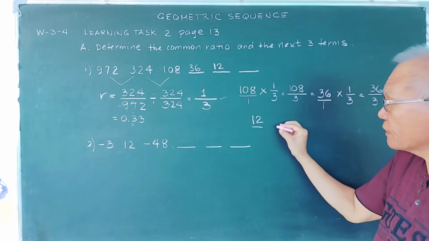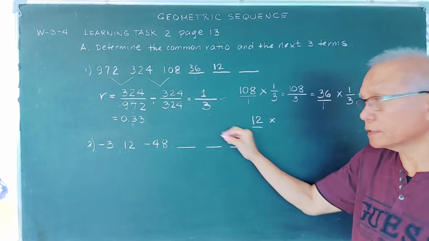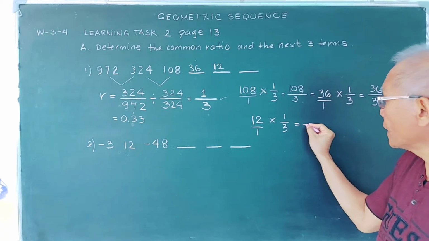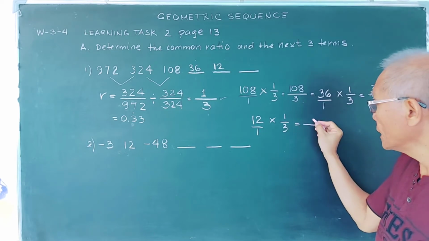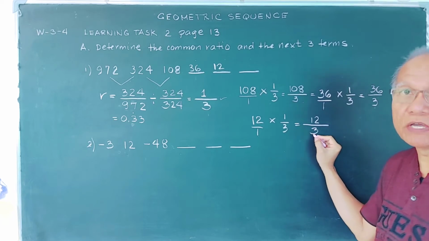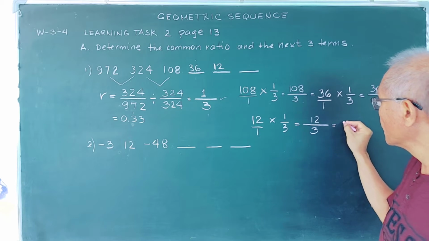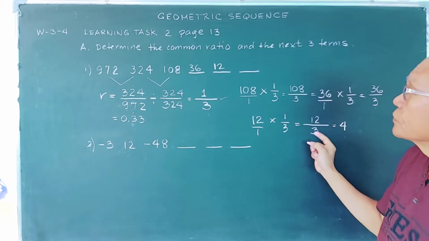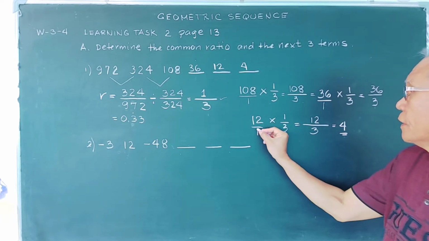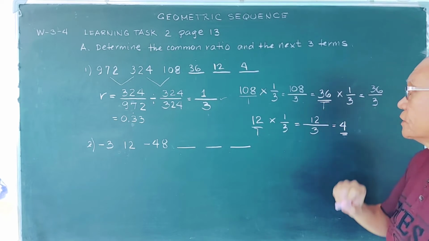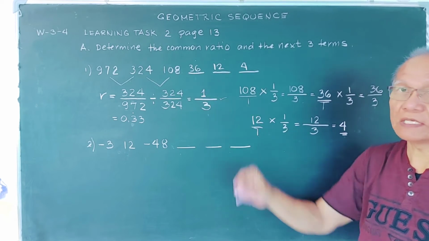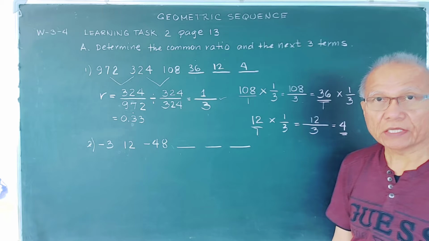Times, para makuha yung next after 12, times yung ratio ulit, 1/3, o lagyan ng 1, hindi malito, is equal to 12 times 1 ay 12, 1 times 3 ay 3. O, divide natin, 12 divided by 3, so this one is 4. So, dito, ang kahuliang term is 4. Ito ay 12. Ito ay 36. So, these are the next 3 terms ng ating geometric sequence. Okay, number 2.